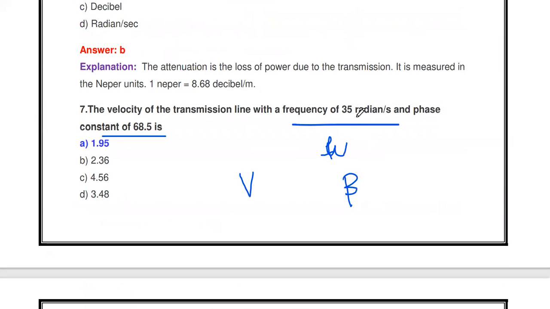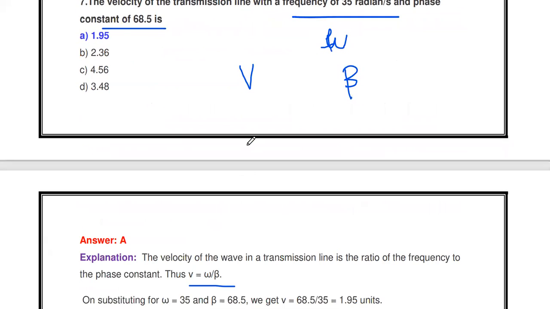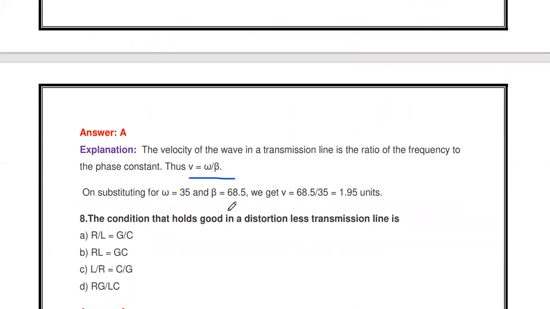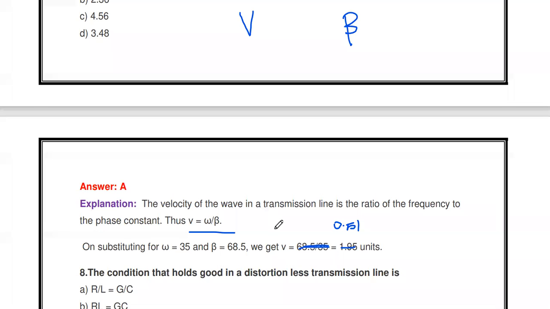So 35 divided by 68.5. The velocity V is the ratio of omega divided by beta, where omega is 35 and beta is 68.5. If we calculate, we will get the answer 0.51.